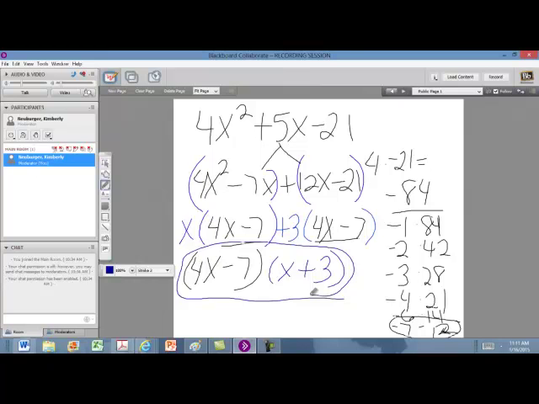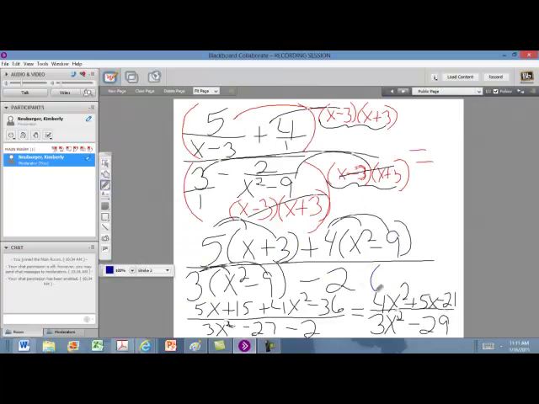So if we go back to the other page, this up here is the same as 4x minus 7 times x plus 3. Now we didn't have to factor that, but I did want to factor it so you could see that this and this were the same, because this is how we left our answer in the last video, and this is totally fine to leave your answer that way in this video. So either way is fine.